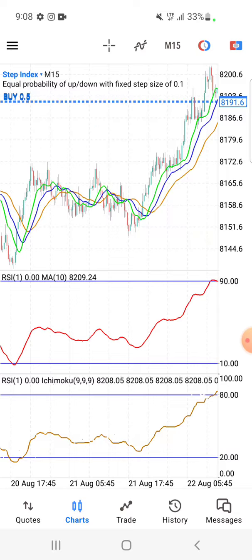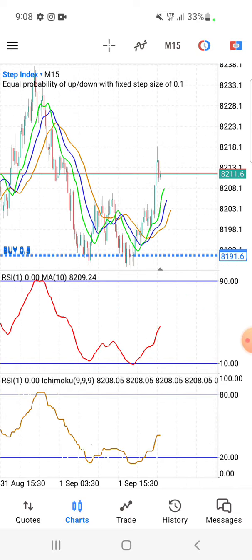Let me see my trade. Okay, it's still going up. So for the zoom level, please, zoom level 2, not zoom level 3. Give it zoom level 2. So that is what I have for you guys today.